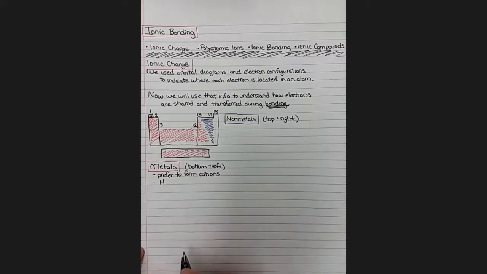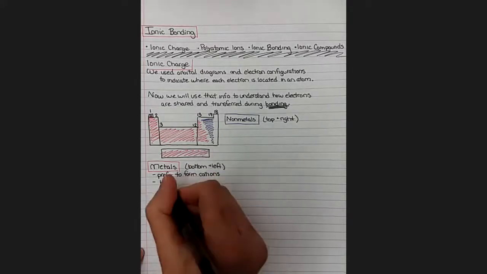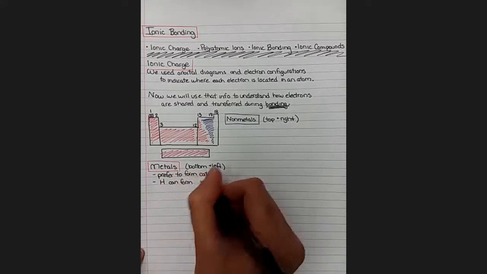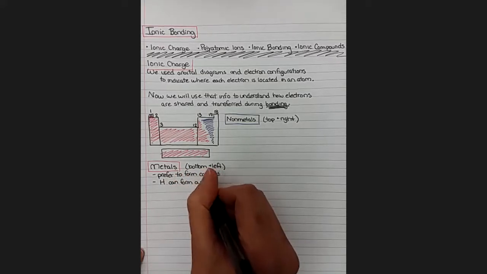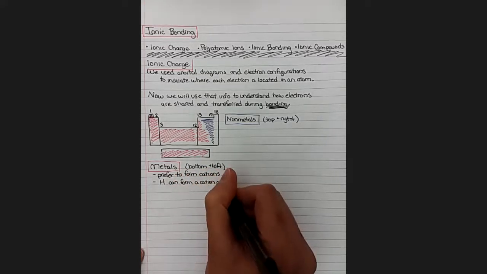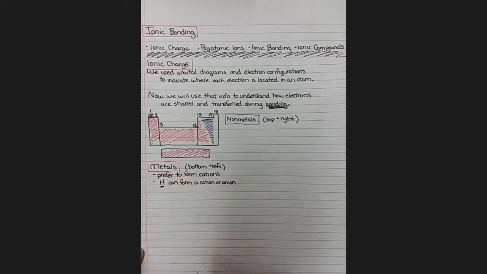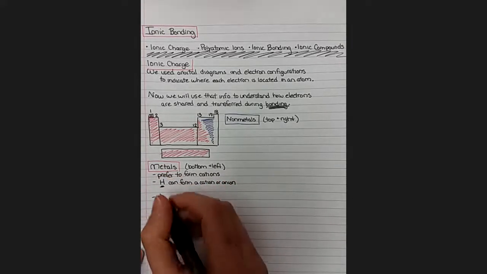The only exception to this rule is hydrogen, which lives over here in the top box. Hydrogen isn't really like a metal, it's actually a nonmetal, and it's pretty flexible. Hydrogen can form a cation or an anion. So don't worry about hydrogen too much right now.